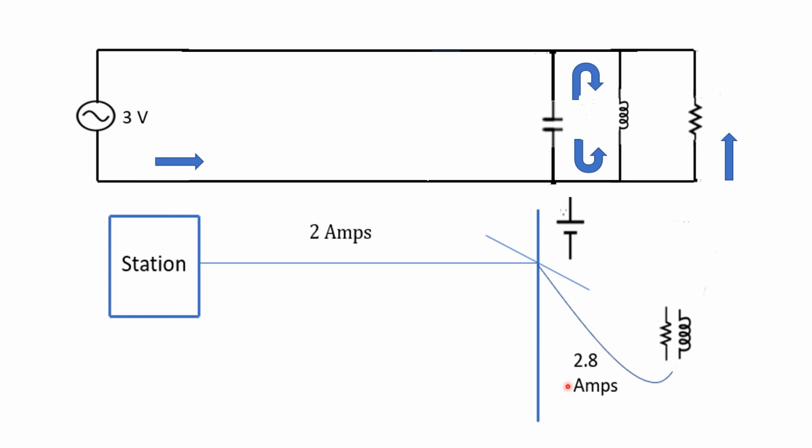But from the utility's perspective, there's a considerable savings because the feeder's 2 amps generates a lot less conductor heating losses than the original 2.8 amps. And the voltage drop at the customer's end of the feeder is much smaller too.